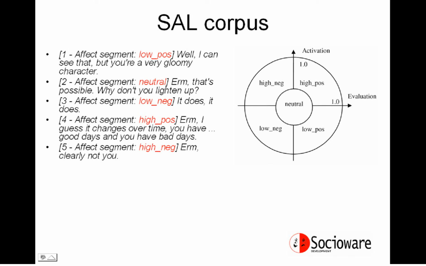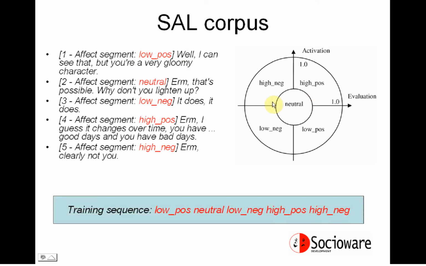Here is the 5 segments model in the evaluation-activation space. The utterances are annotated with 5 affect segments that have the same names as the hidden Markov model states, since a state and an utterance correspond to the same emotion. Labels of consecutive utterances in a dialogue are the affective sequences used to train the hidden Markov emotion model.